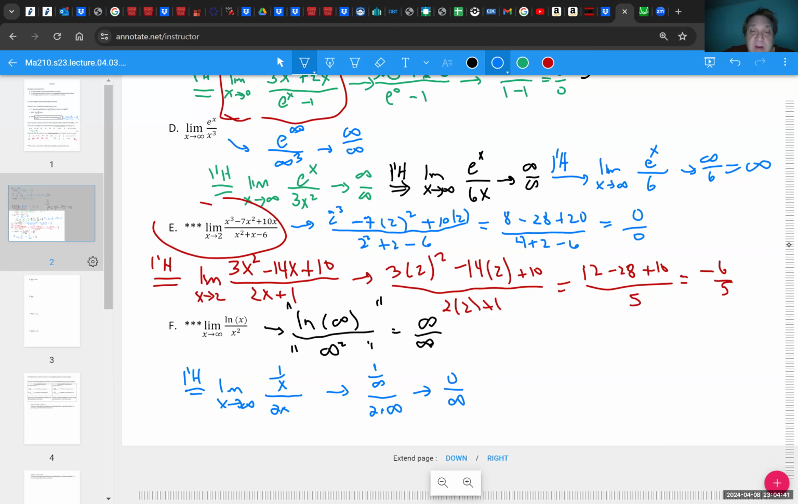And any number divided by infinity is 0. So this is going to tend to 0. So we know the original limit. I'll write this time again. So the original limit of this function goes to 0.